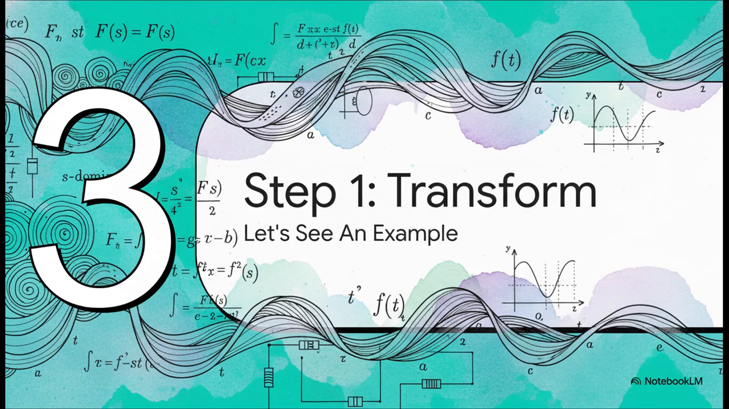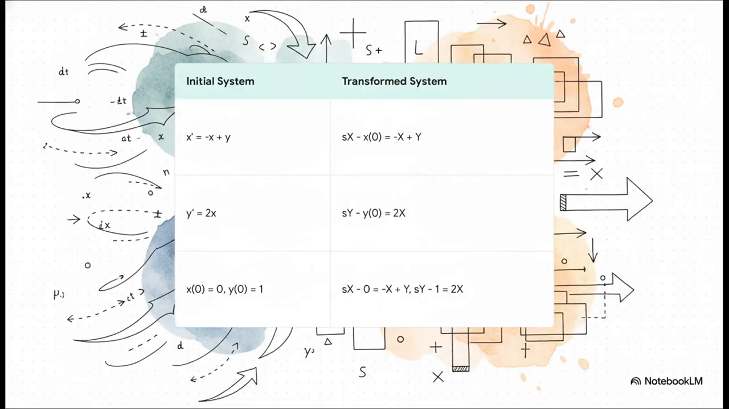All right, enough talk. Let's actually put this into practice with a real example. We're going to start, of course, with step 1, taking our system of equations and hitting it with the Laplace transform. So check this out. Here's the before and after. On the left, that's our original system, along with our starting points, our initial conditions. Then on the right, you can see what happens after we've applied the Laplace transform rules. The derivative, x prime, becomes s times a capital X minus the initial condition, and so on. We just plug in our numbers, and just like that, poof, the calculus is gone.